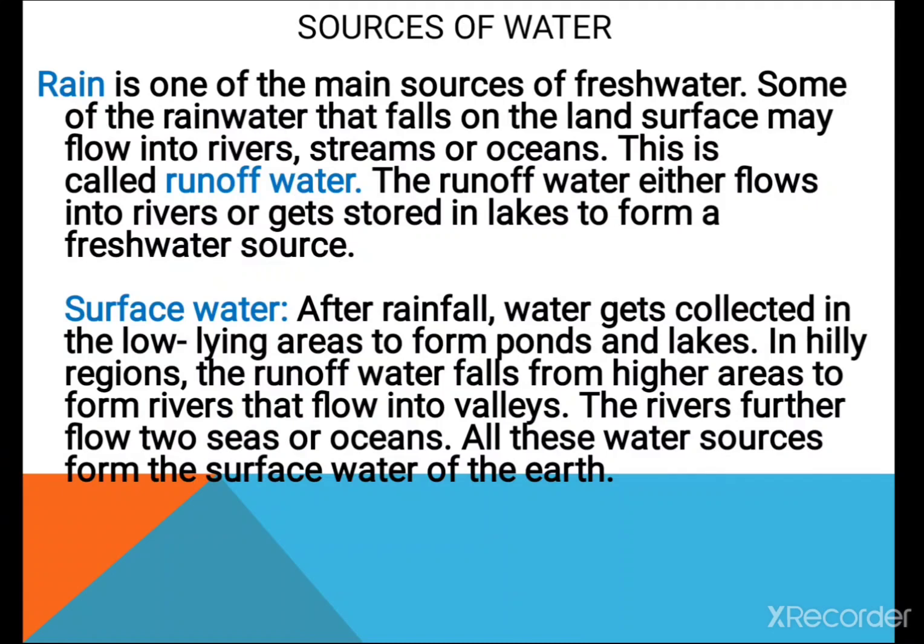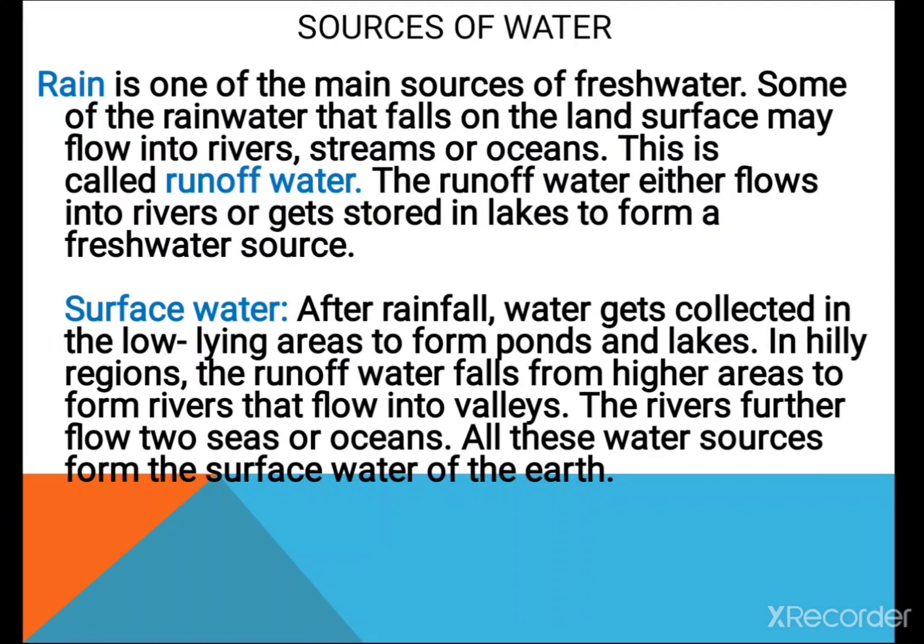Sources of water. Rain is one of the main sources of fresh water. Some of the rainwater that falls on the land surface may flow into rivers, streams, or oceans. This is called runoff water. The runoff water either flows into rivers or gets stored in lakes to form a fresh water source.